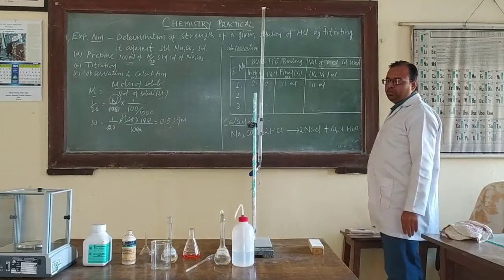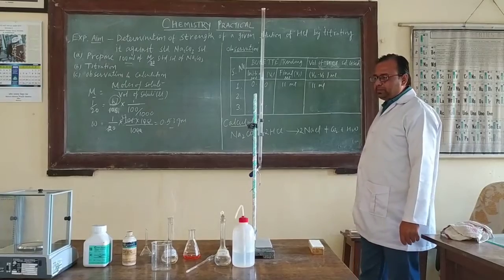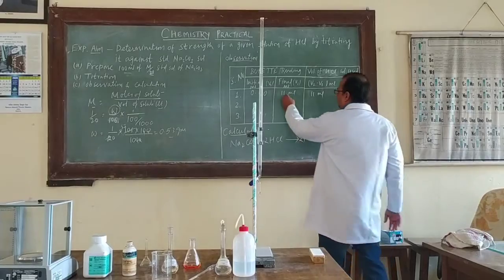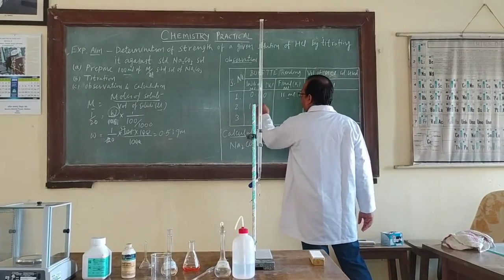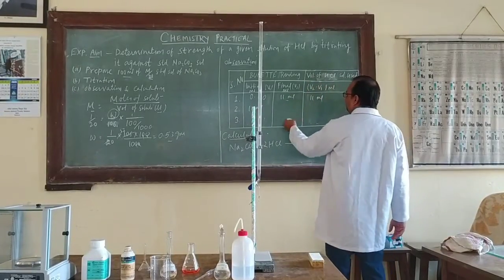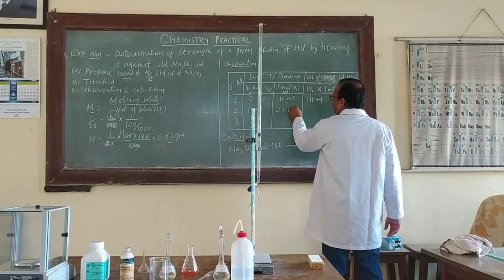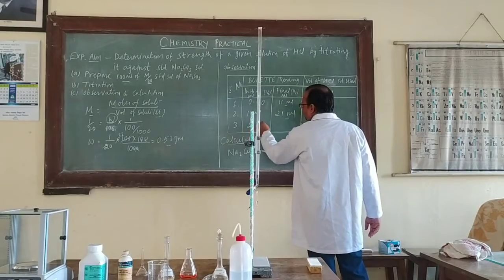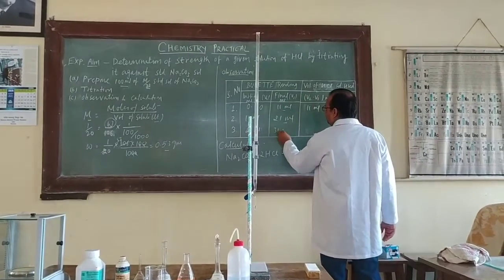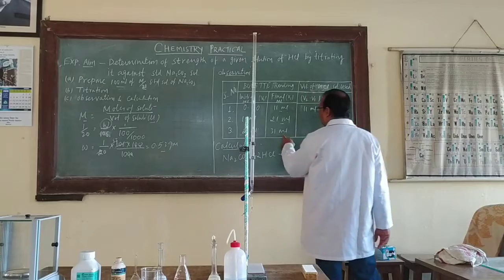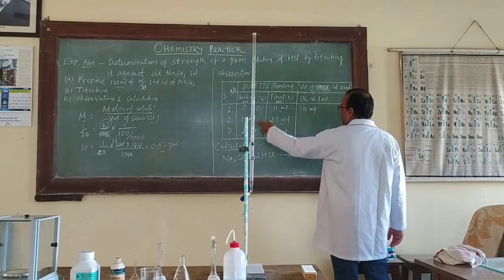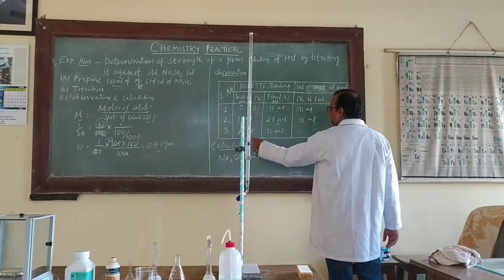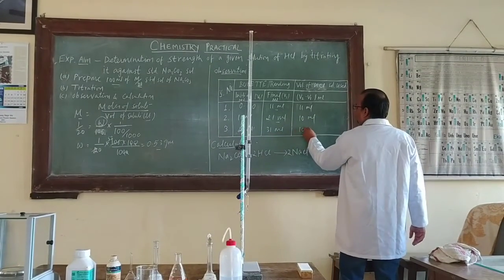Now we take 2 or more readings in order to get identical readings. So suppose we take 2 more readings. We start from 11 ml. This is the initial reading, and suppose the final reading is 21 ml. We take 1 more reading. We start from 21, and suppose our final reading comes to 31 ml. So 21 minus 11 is equal to 10 ml, and 31 minus 21 is again 10 ml.